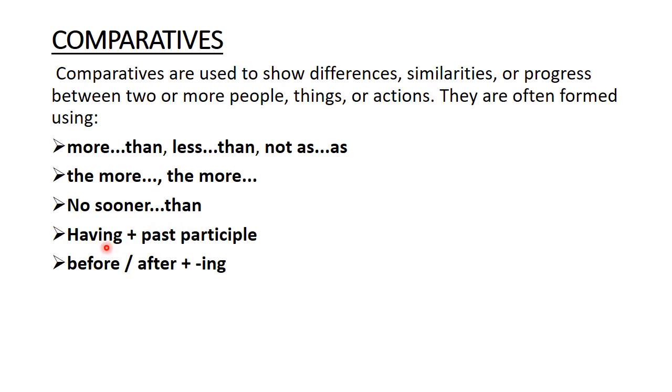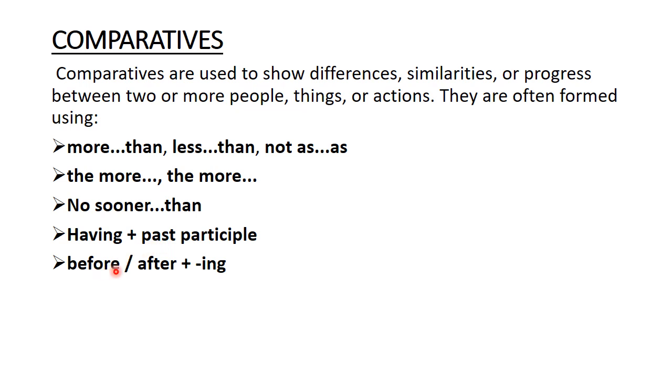We also have it, then a past participle. By now, if you have watched all the lessons on rewrites, you must know what a past participle is. For example, the word take, its past tense is took, then its past participle is taken. So we can say having taken the book. When you say having taken the book, you are trying to say that this action of taking the book happened, then something else happened. So that's one way of using comparatives.